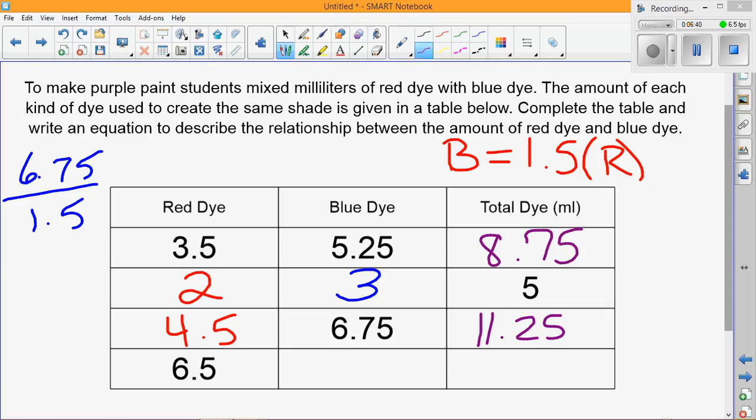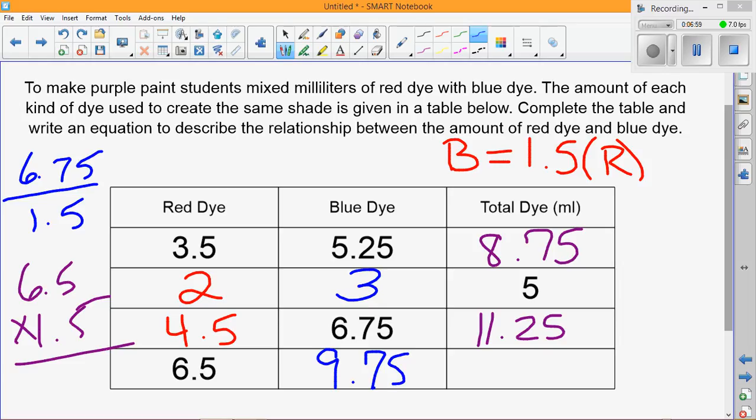Okay, now keeping an eye on the last column, it gave us the red dye. We need to get the blue dye. So in this case, we're going to multiply 6.5 times 1.5, and we will end up with 9 3/4 or 9.75. And the amount of purple dye is just 6.5 plus 9.75, which is going to give us 16.25.